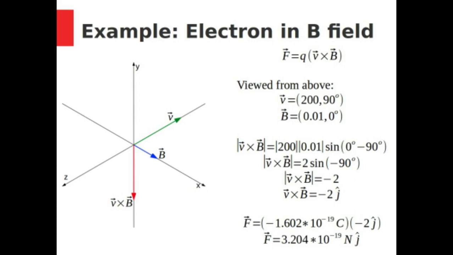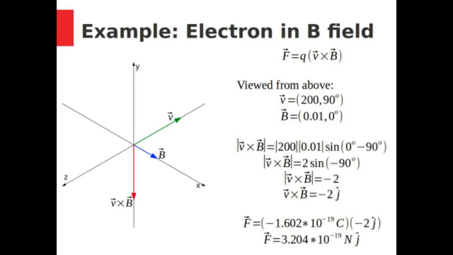Next, find the direction with the right hand rule. Point your fingers in the direction of the velocity, that's negative z. Curl your fingers in the direction of the magnetic field, that's positive x. The direction of the cross product is negative y, also known as the negative j direction. So the overall cross product can be described as negative 2j Tesla meters per second.